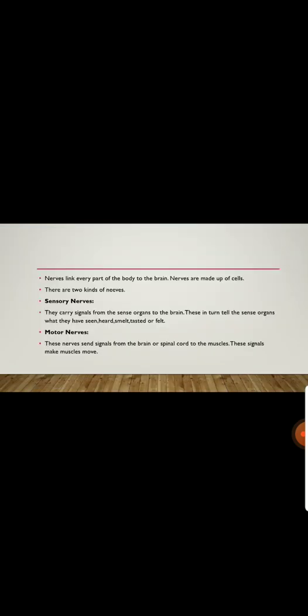Okay, now we are going to read something about the nerves. Now there are many nerves in your body, okay? But the two main kinds of nerves are the sensory nerves and the motor nerves. And what is the function of the nerves? All these nerves, they link every part of the body to the brain.